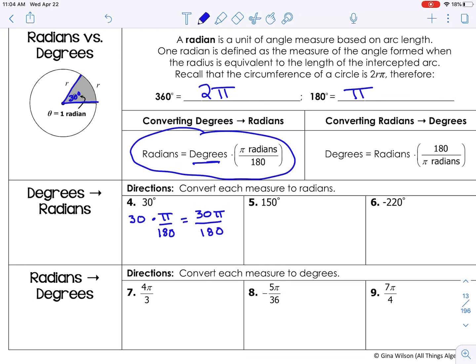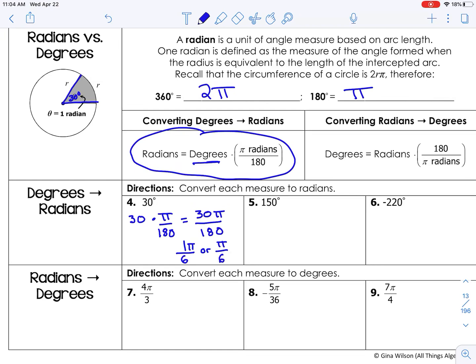And then I would reduce my fraction, 30 over 180. I can divide both of those numbers by 30. And that would give me 1/6. And then the pi is up on top. Or I could just think of this as pi over 6.